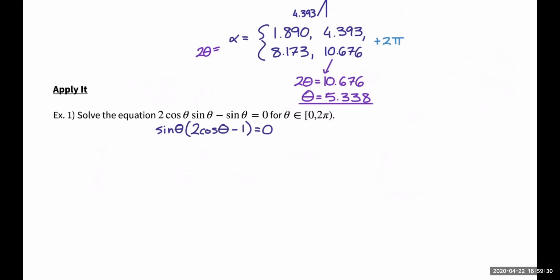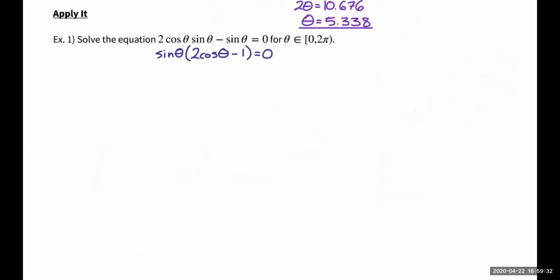Right, and the big thing here of what we're doing is setting up these factors so that we can use our zero product property. Now that we have this equation in factored form, each of our factors individually is equal to 0. So that means that sine of theta is equal to 0, and 2 cosine theta minus 1 is equal to 0. Right, and then we'll solve each of these equations individually and put together our solutions into one solution set at the end. So for sine of theta equal to 0 over the interval 0 to 2 pi, we're going to be using theta equal to 0 and pi.